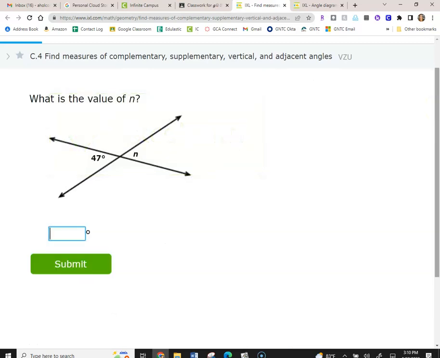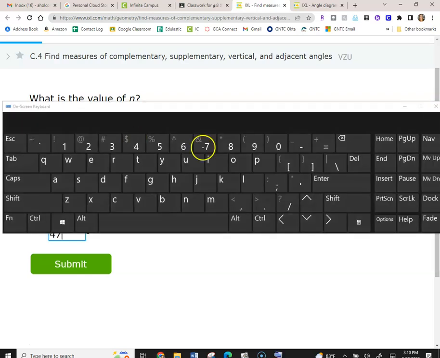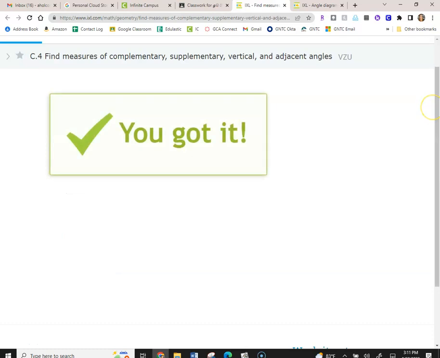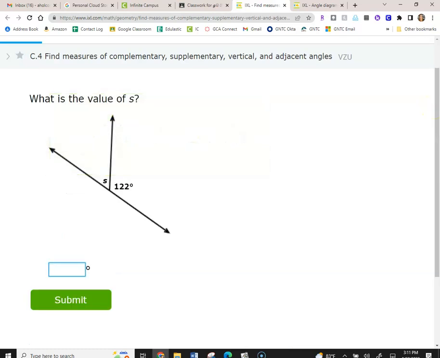Okay. What's the value of N? They're equal. How do I get this one? Y'all can see why I did this one with you. So it would be 58. All right. Okay.